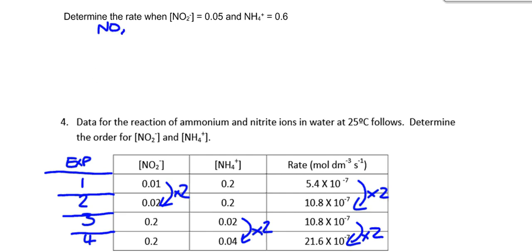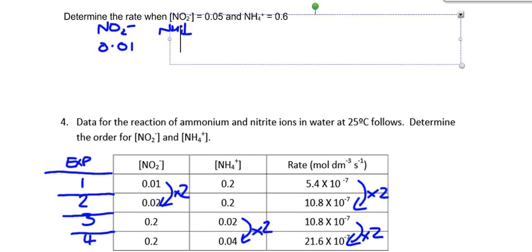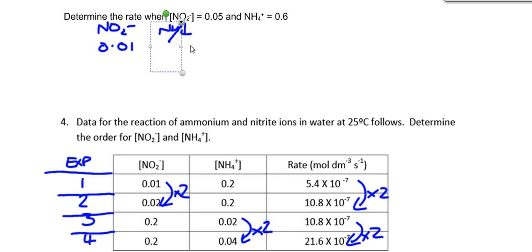We've got NO2 minus, starting off just like in the table, 0.01. We've got NH4 plus, NH4, it's all going pear-shaped now, isn't it? So here we are now, I'm sorted out.